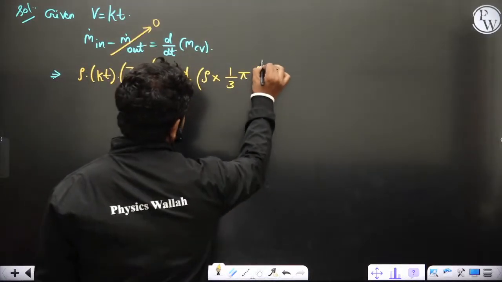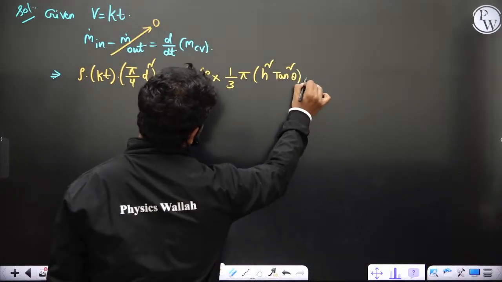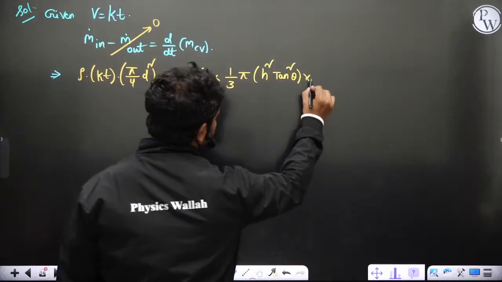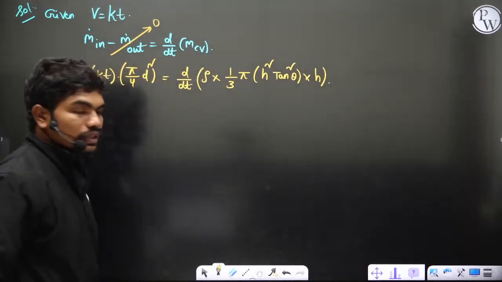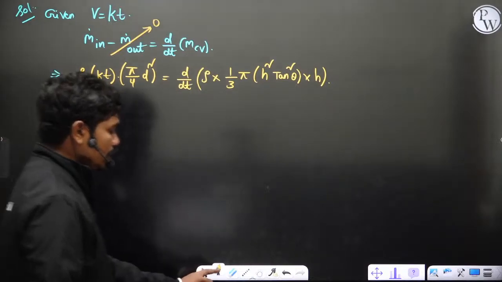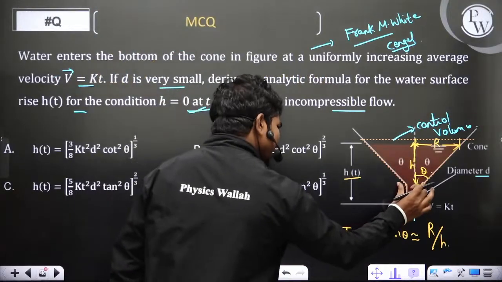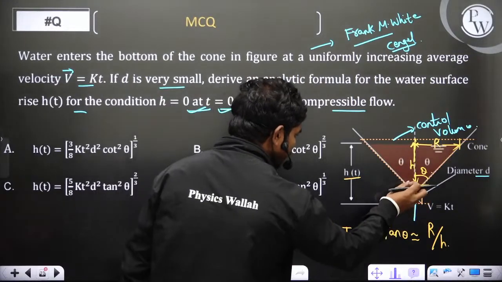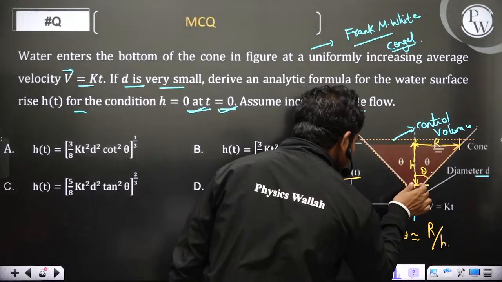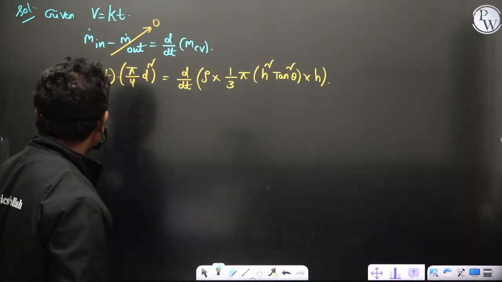So r square is h square tan square theta, into 1/3 pi r square h. The height of the cone at this particular point is h, so 1/3 pi r square h is what you have. Now try to understand something. Because this diameter is very small, I can assume this is closed. For your approximation you have seen this as large, but actually they have given you d is very small. If d is very small, I can assume this is closed, so that's why I am taking 1/3 pi r square h.